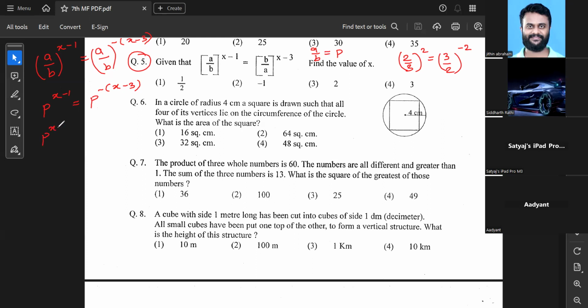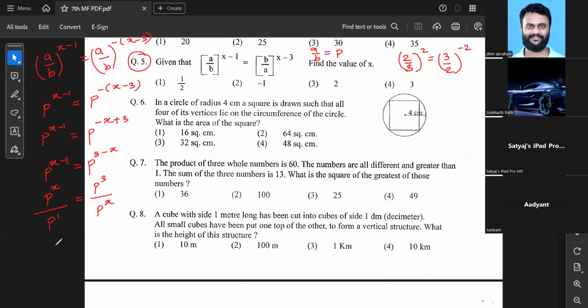Now what I'll do, I'll just simplify this. When I open the bracket, the minus sign makes it minus x plus 3. That will give me 3 minus x. This is x minus 1. Now I'm going to break this. p raised to x minus 1 is p raised to x upon p raised to 1. I hope you know this. p raised to 3 minus x is p raised to 3 upon p raised to x.